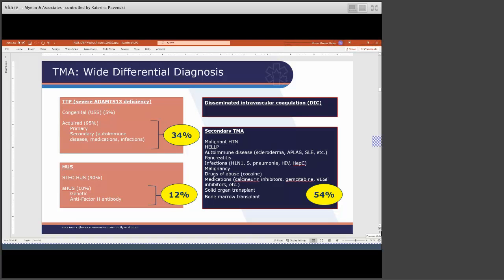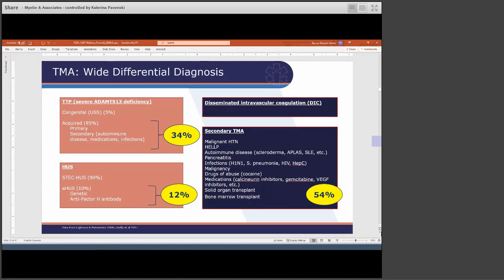This is a very confusing and scary slide, and this is exactly what it's meant to do. Thrombotic microangiopathy has an extraordinarily wide differential diagnosis, and sometimes it takes days to perhaps a week or even longer to finally figure out what is going on with the patient.